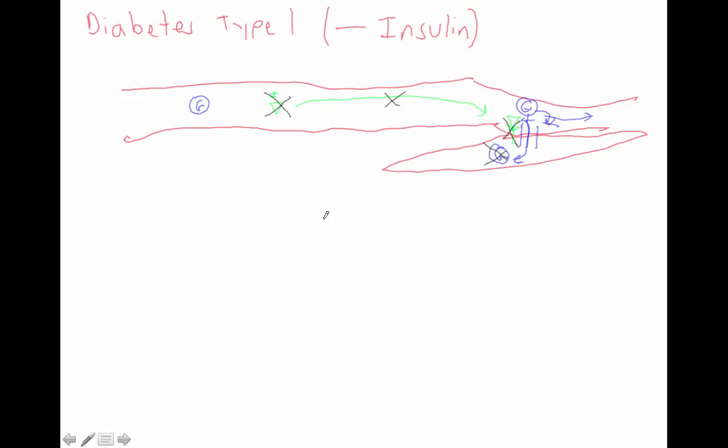But by 1978, we had learned a lot. And we could make human insulin in E. coli. And that's what we want to talk about today. How could we make human insulin in E. coli and use that to mass produce insulin and give it to the diabetics who needed it? So let's go to a new slide.